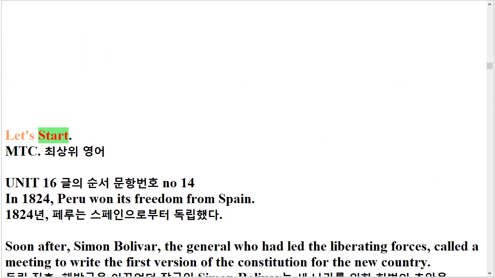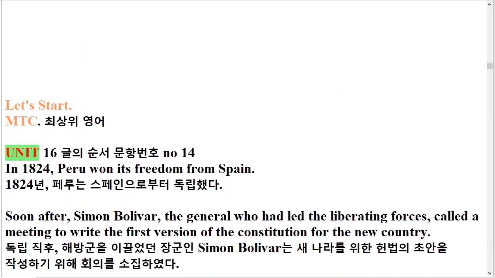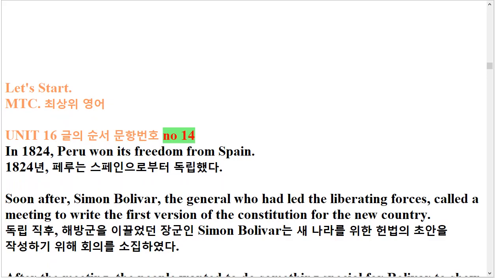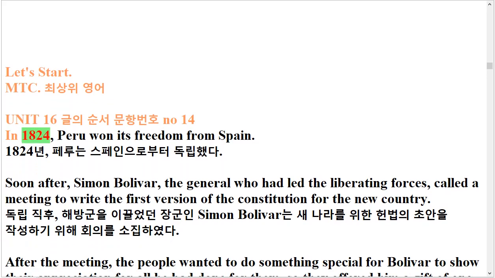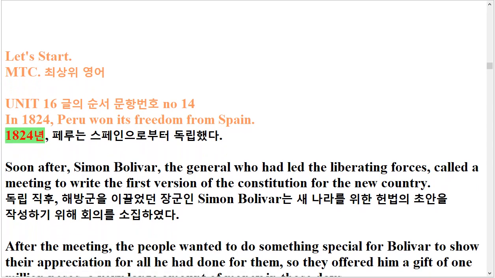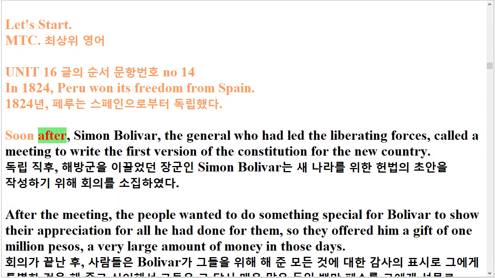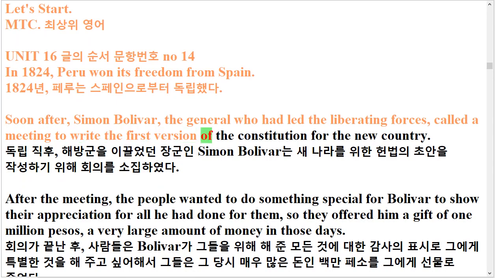Unit 16, Number 14. In 1824, Peru won its freedom from Spain. Soon after, Simon Bolívar, the general who had led the liberating forces, called a meeting to write the first version of the constitution for the new country.